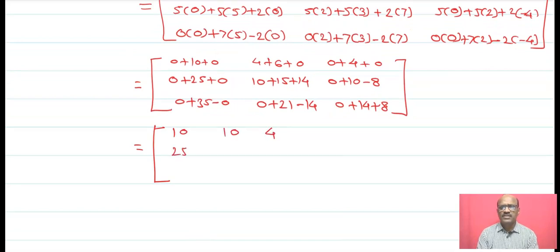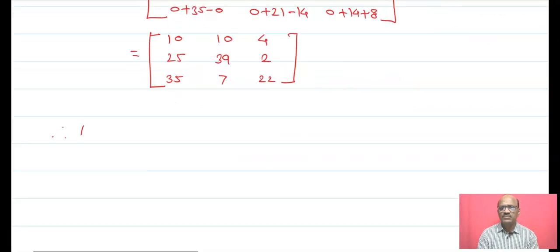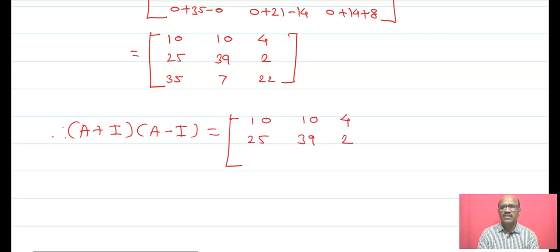You only observe the result: 10, 10, 4, 25, 39, 2, 35, 7, 22. Therefore, A plus I into A minus I is equal to 10, 10, 4, 25, 39, 2, 35, 7 and 22. And the answer is different from the textbook. You can check it. If you are correct, then you are correct. I had solved in this way.